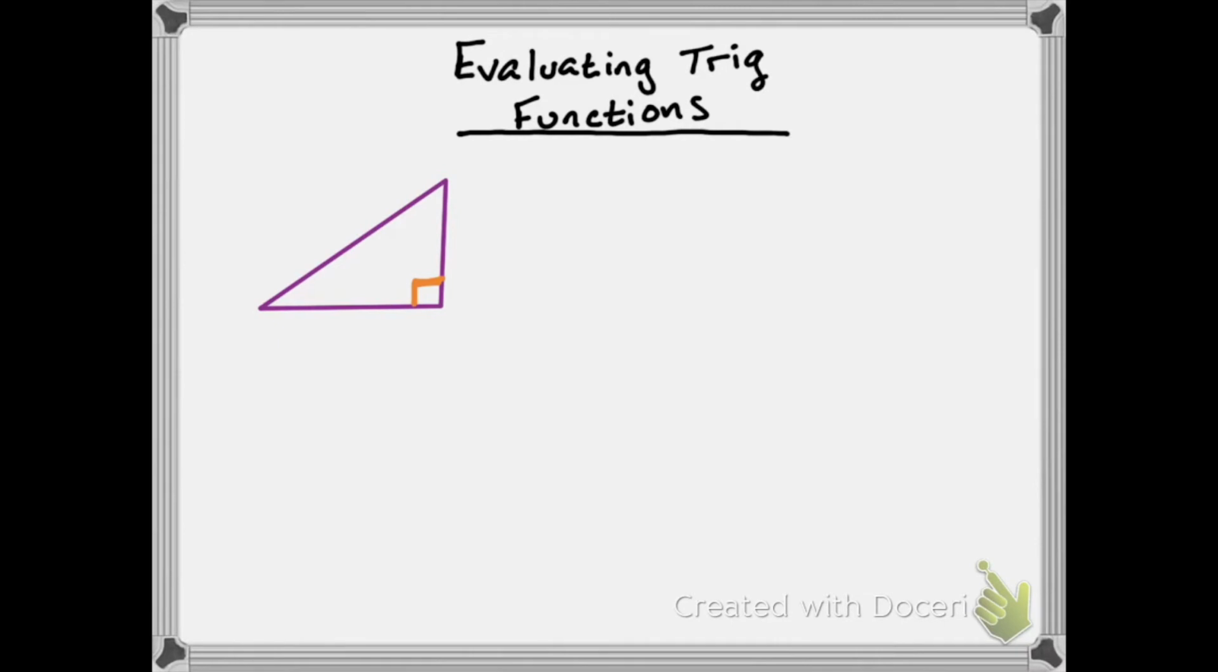Evaluating trig functions. Let's start with the right triangle, and in this case, let's start with theta up here in the upper right. That means the leg across the bottom will be the opposite side, the leg that goes top to bottom will be the adjacent side, and the hypotenuse will still be the side across from the right triangle. Let's call the adjacent side 5, the opposite side 12, and the hypotenuse 13.